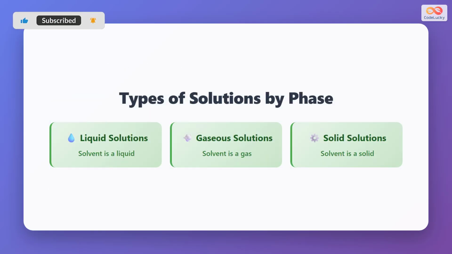Solutions can be classified into three main types based on the physical state of the solvent. Liquid solutions have a liquid as the solvent, and these are the most common types we encounter, such as salt water or sugar dissolved in tea. Gaseous solutions have a gas as the solvent, with air being the perfect example where oxygen, nitrogen, and other gases are mixed uniformly. Solid solutions have a solid as the solvent, and these are commonly known as alloys, such as brass, which is a mixture of copper and zinc metals.